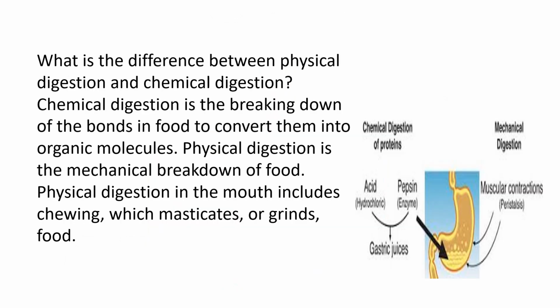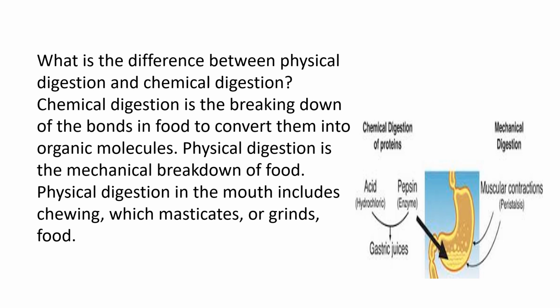What is the main difference between physical digestion and chemical digestion? Physical digestion is the mechanical breakdown of food. Physical digestion in the mouth includes chewing, which grinds food. Food is taken into the mouth where it is cut by chisel-like teeth called incisors. Saliva acts as a lubricant. Understand my point?